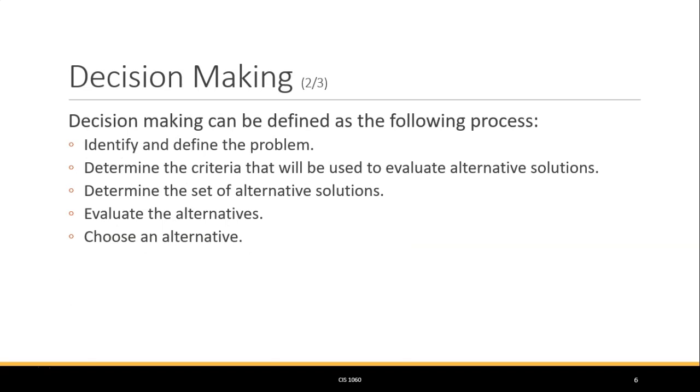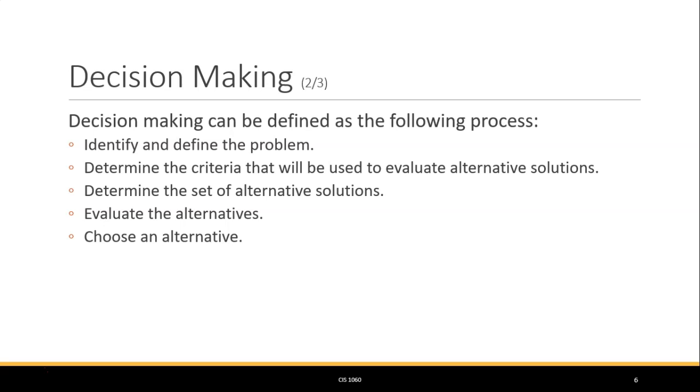So decision making has a basic process. You identify and define your problem. You determine the criteria that you're going to use to say that this is going to be the proper solution for your problem. What are those alternative solutions that you may want to evaluate? Evaluate and choose those alternatives.